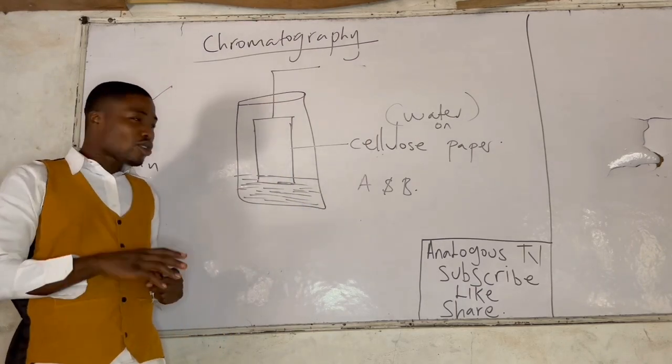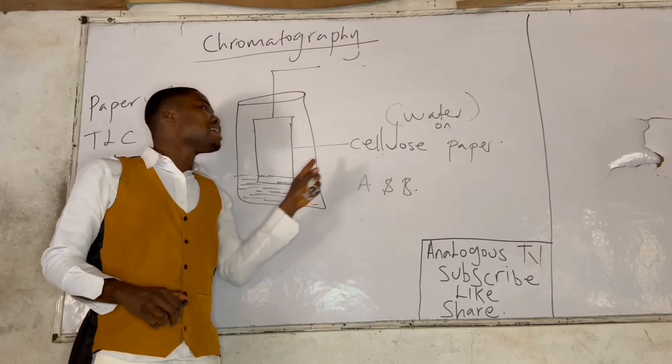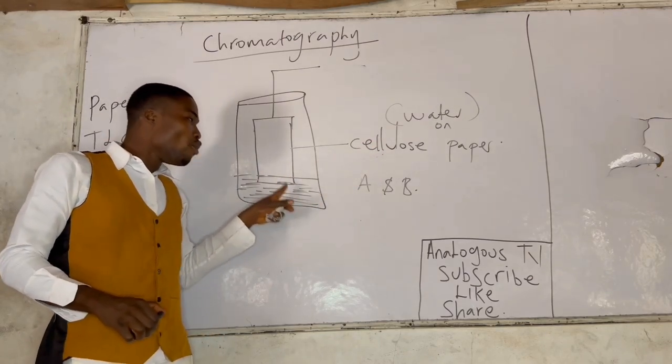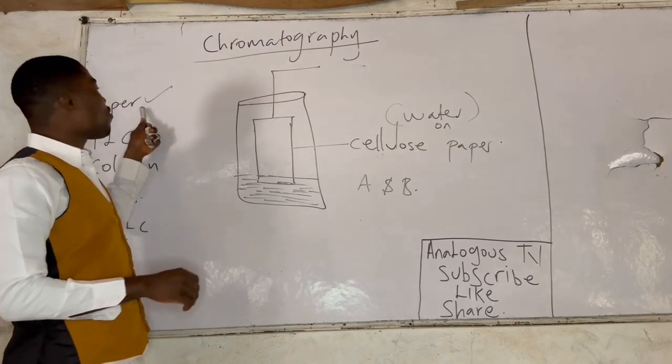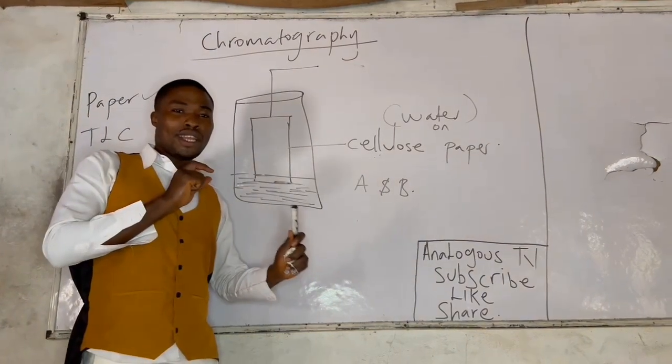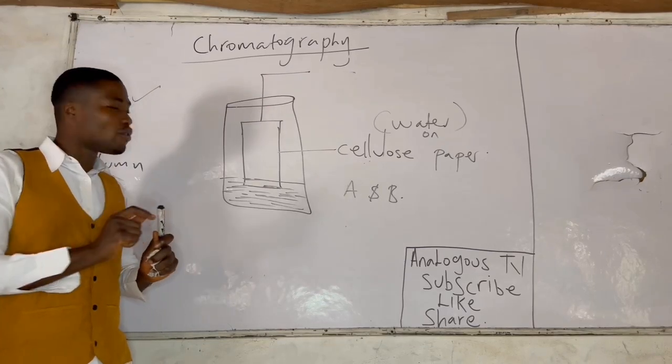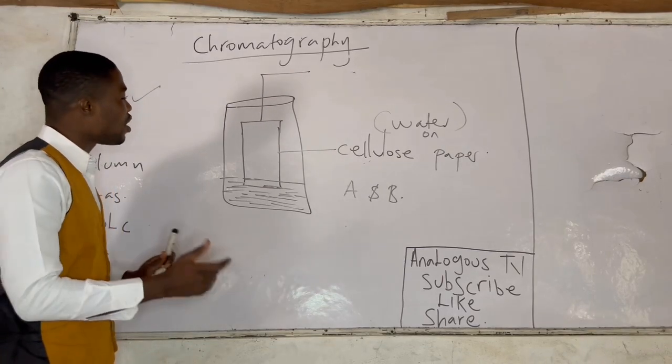So for paper chromatography, water on cellulose paper is the stationary phase, while the organic solvent is the mobile phase. So we can call paper chromatography a liquid chromatography. So how does it work? How does the principle work?